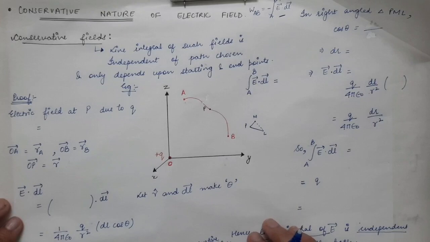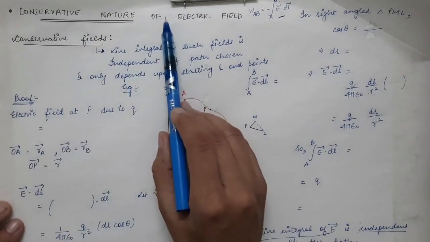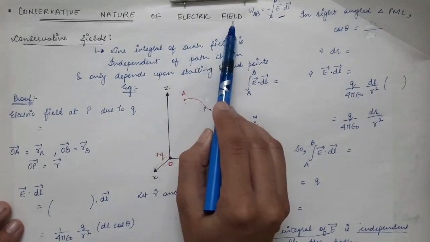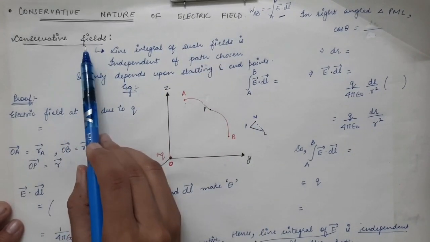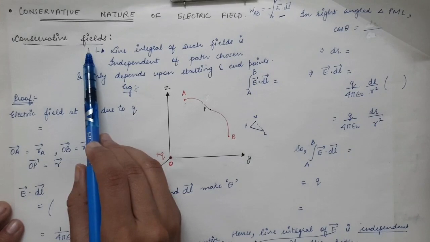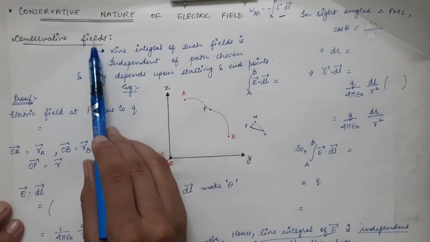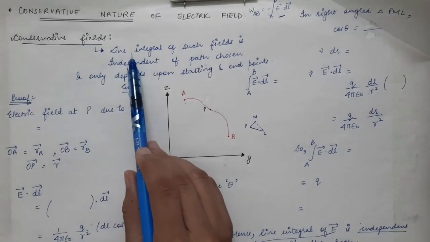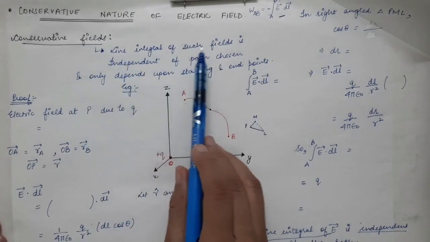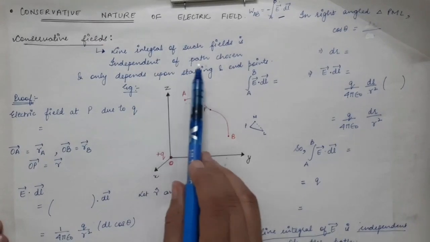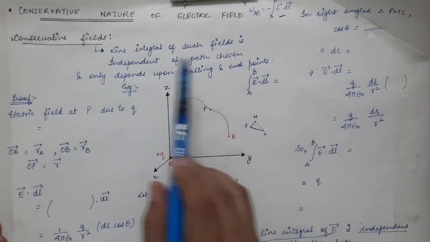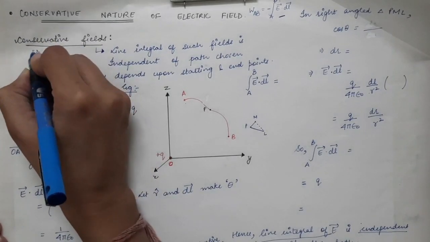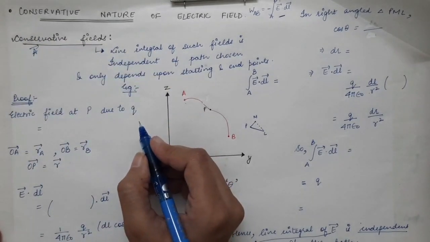Now we are going to see the conservative nature of the electric field. We are going to prove that the electric field is a conservative field. Now what is a conservative field? Any field is called a conservative field if its line integral is independent of the path chosen. So the line integral of any vector field, let's say if I am talking about a vector A, this is a vector field.